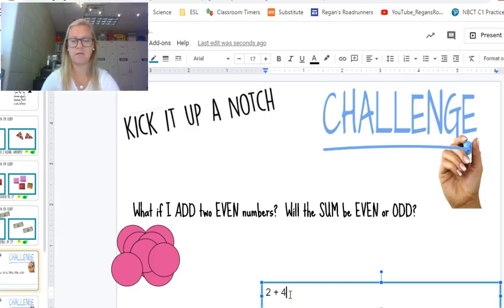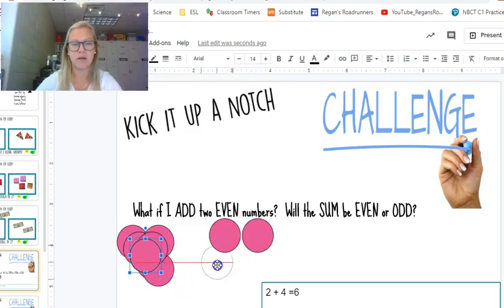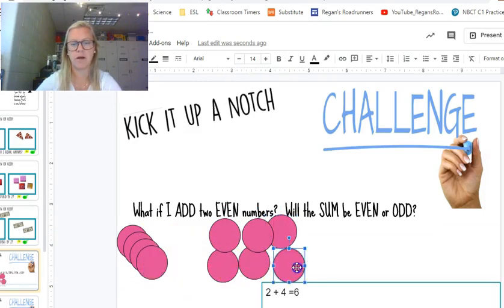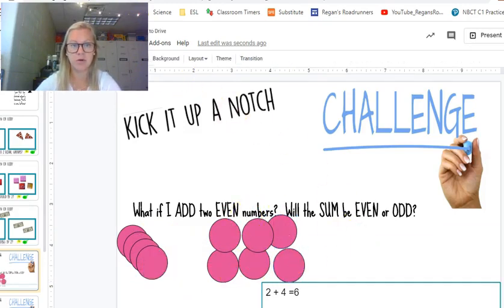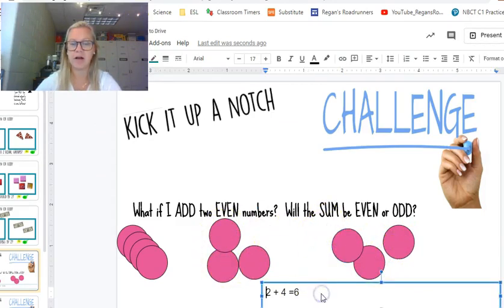2 plus 4 is going to be what? 6. Very good. So if I have 1, 2 plus 1, 2, 3, 4, I have 6 right here. Can I split 6 into two equal groups? I can. I can do two groups of 3. One group, two groups. So will the sum be even or odd?